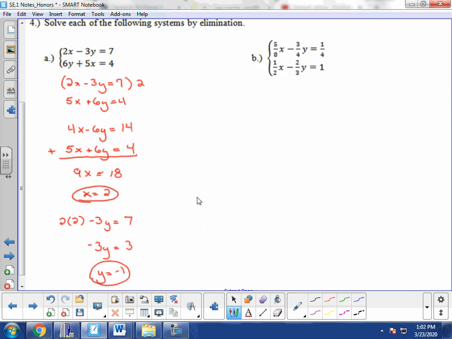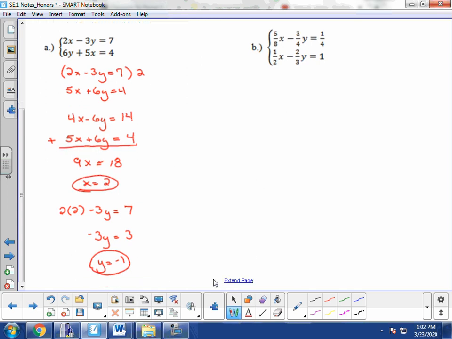So here we are multiplying one of the equations, or both of the equations, by a constant and trying to add those two equations together to eliminate one of the variables. Then we can solve for the remaining variable and substitute to solve for the other. Let's take a look at B.